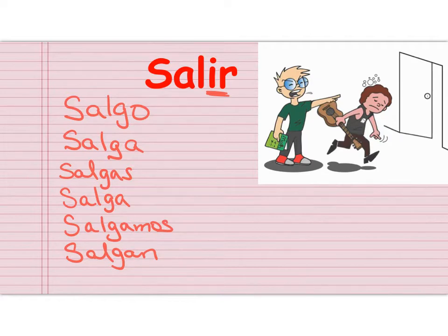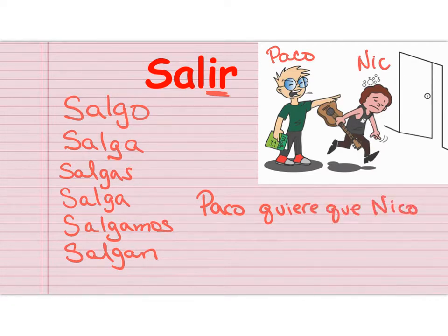Por ejemplo, este chico up here, let's name him Paco. And let's name this guy Nico. Paco quiere que Nico, what? Que Nico, ¿qué? Que él, Nico, salga. Paco quiere que Nico salga. Paco wants that Nico leaves.